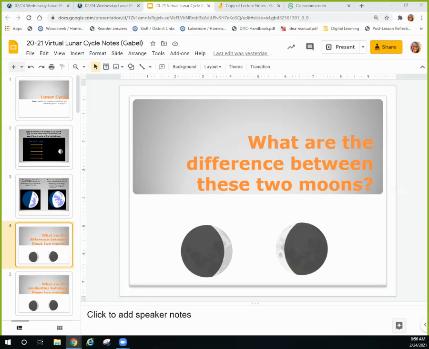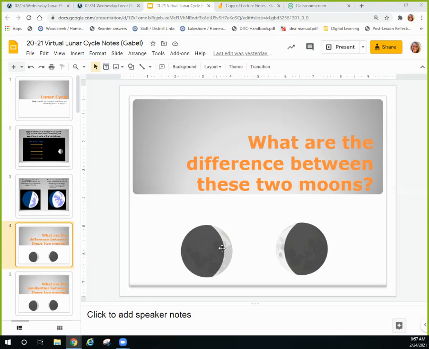Okay, so this next slide, I want you to look at these two moons and tell me what the difference is. So we see that we have the same shape with each moon. Kind of looks like a fingernail. That's what we call a crescent. It's less than half and it's small. So they're both crescent moons.